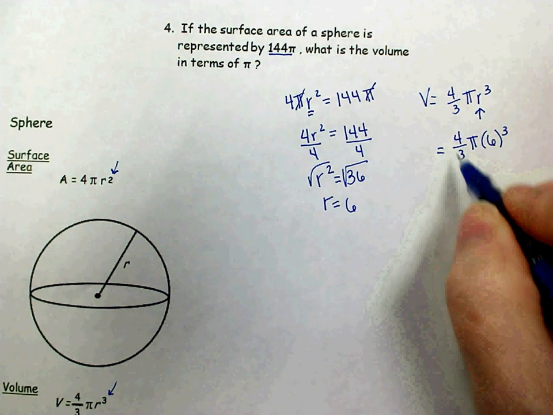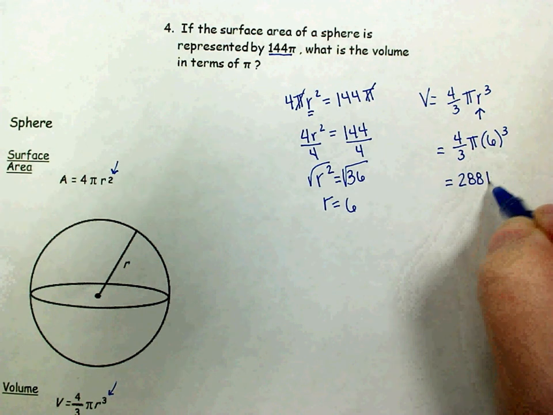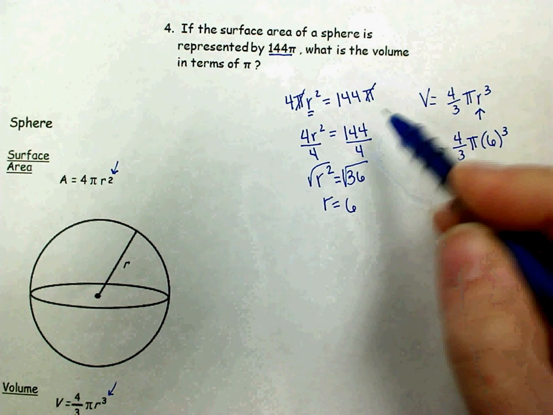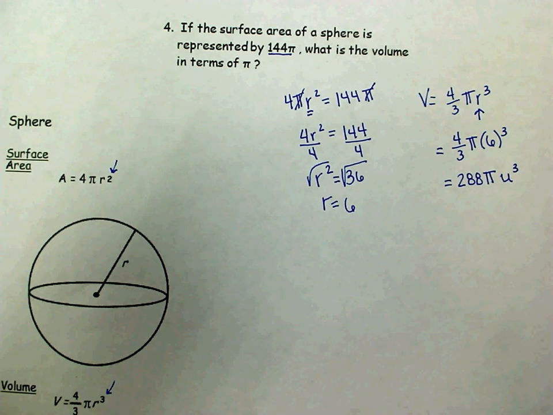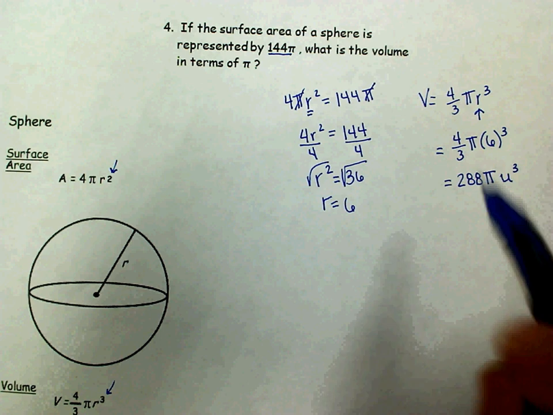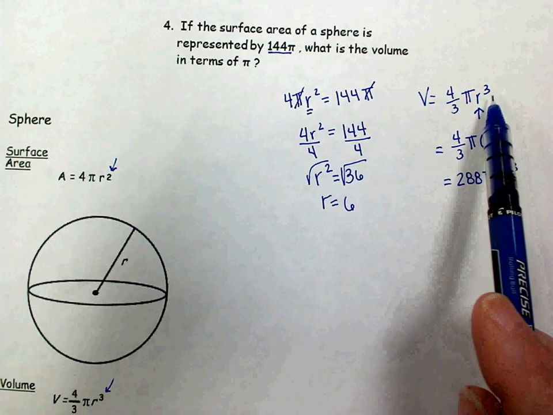It is 288. Don't forget your pi. And your units are not given, so it would just be units cubed. So 288 pi units cubed. So we had to use the surface area to allow us to find the radius, which then allows us to find the volume.